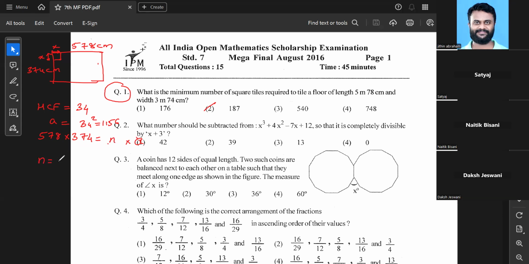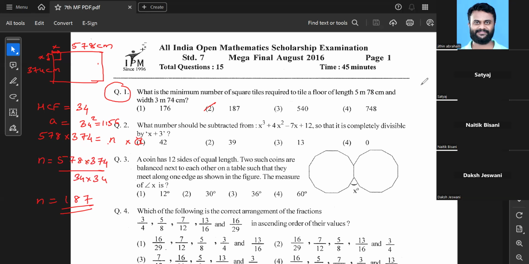So when I substitute this, 578 multiplied by 374 divided by area. Area is, in this case, 34 into 34. So when you cancel them, you don't have to find the 34 square also. You simply cancel them and you find that the number of squares required is 187. So this was the method which I was thinking.